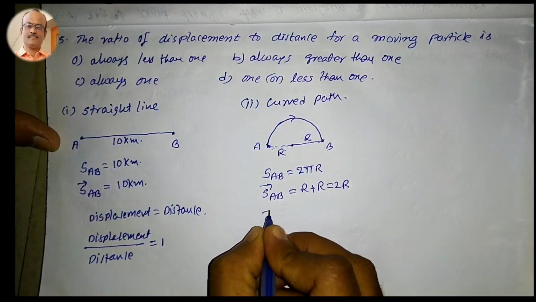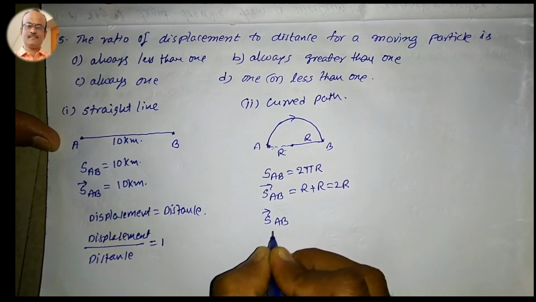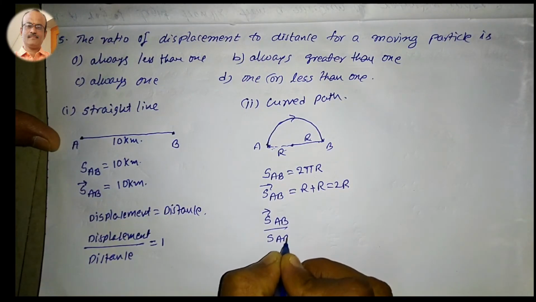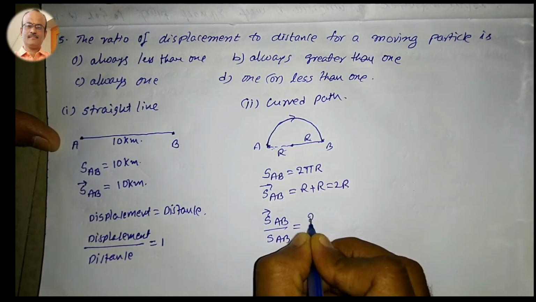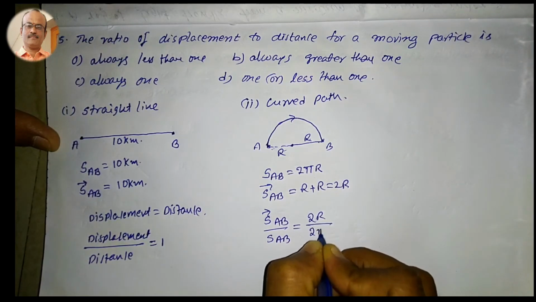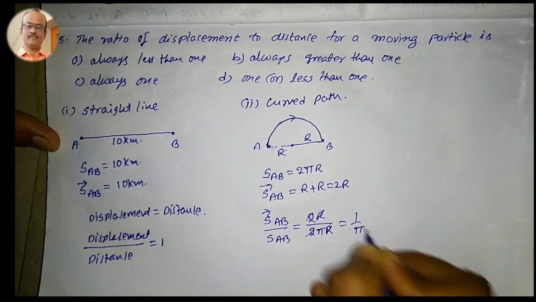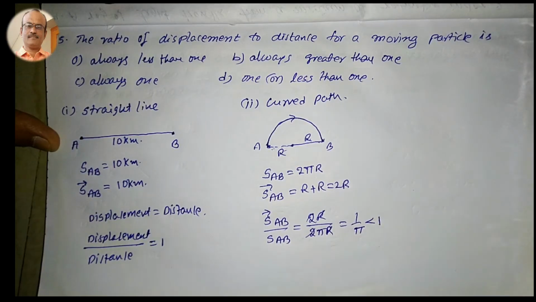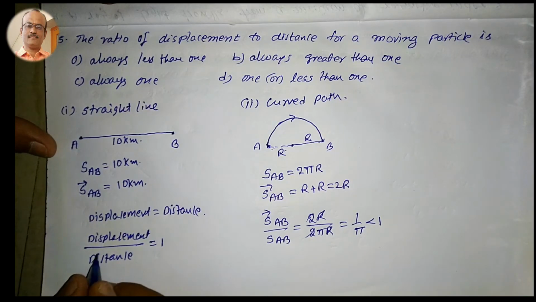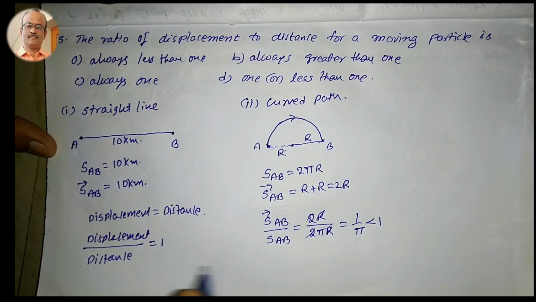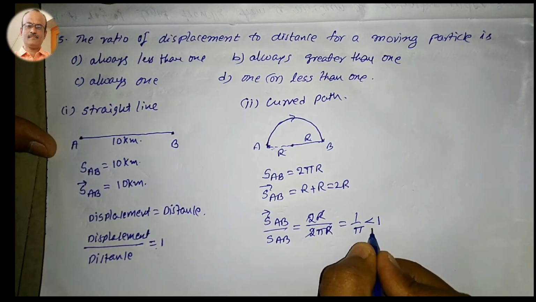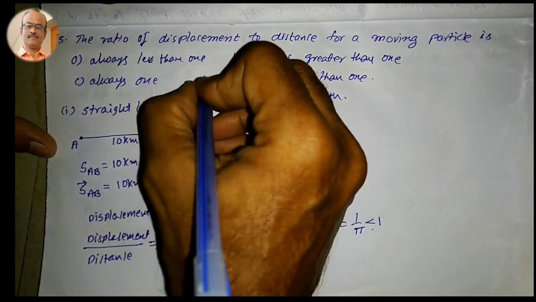So here the ratio of displacement by distance is nothing but 2R divided by pi R. R cancels, 2 by pi. So this is less than 1. So this ratio between displacement and distance is 1 or less than 1. So which option is correct here? Option D is correct.